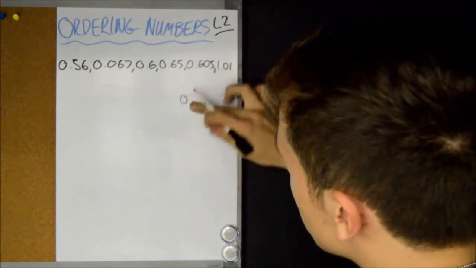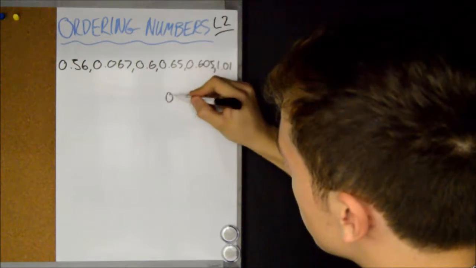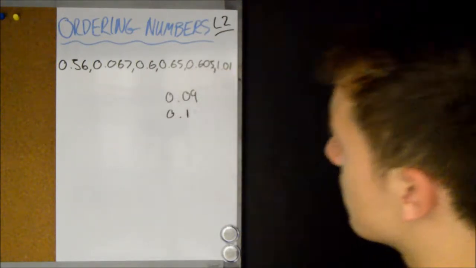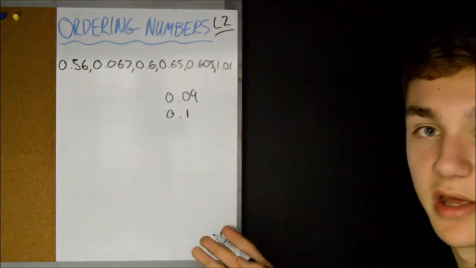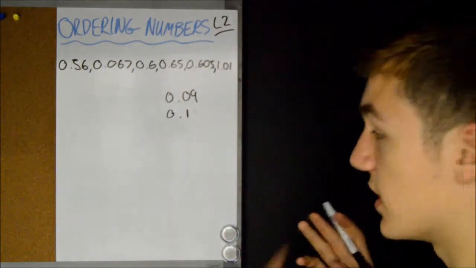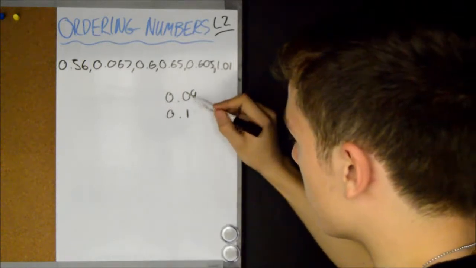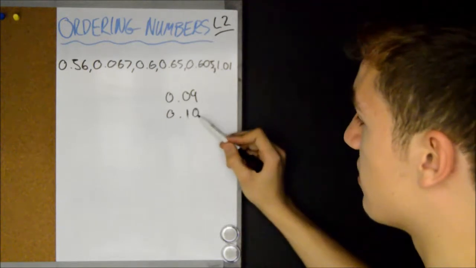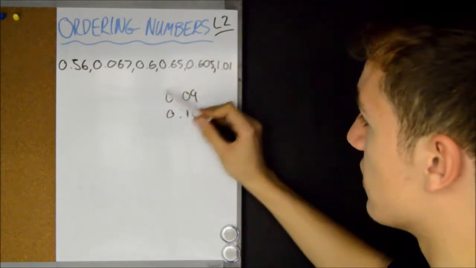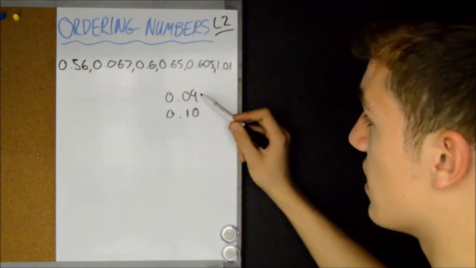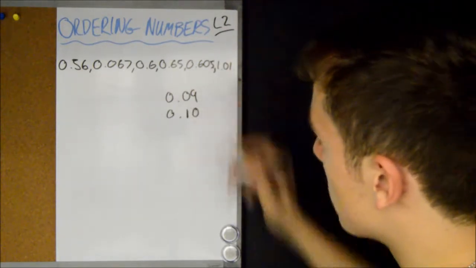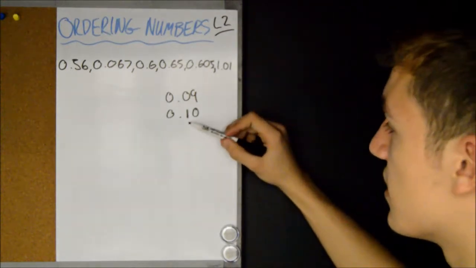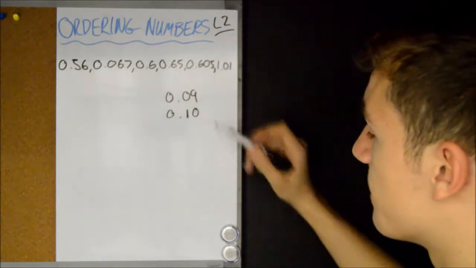0.9, nope, ignore that, 0.09 and 0.1. Which is the bigger number here? Now we can work this out very easily by adding a 0 to the digits on the end here. So we're going to add the 0 to make it so that there is the same amount of digits in every number. So by adding this 0 we can clearly see that 10 is bigger than 9.